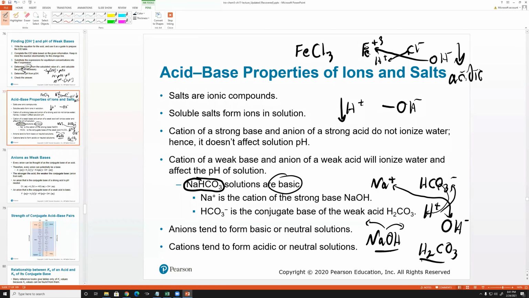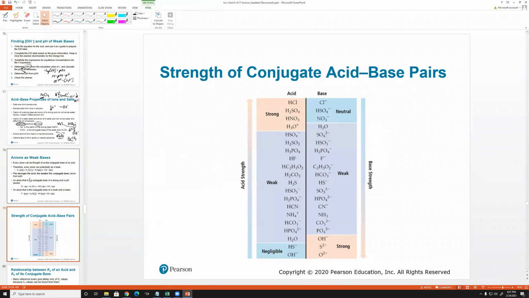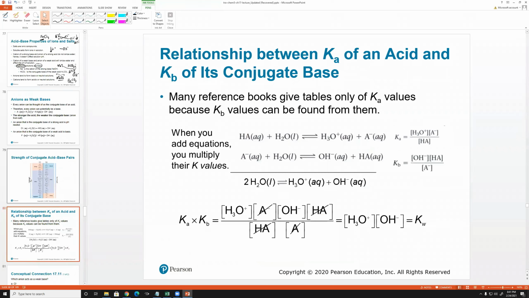And that makes sense. Cations tend to form acidic or neutral solutions, meaning cations that form weak bases. Okay, so I basically said that already. The stronger the acid, the weaker the conjugate base. That should go without saying. We kind of talked about that last class. Here's a list of different conjugate acid, conjugate base pairs. I'm really trying to finish in the next 10 minutes or so.